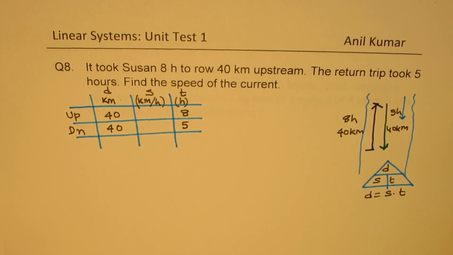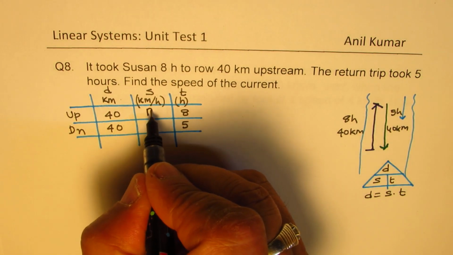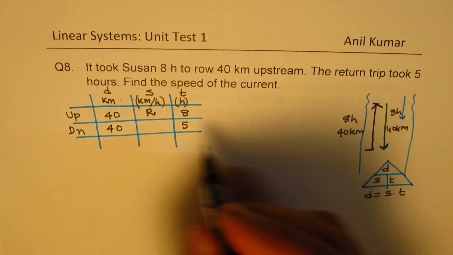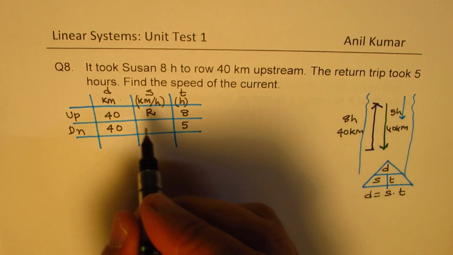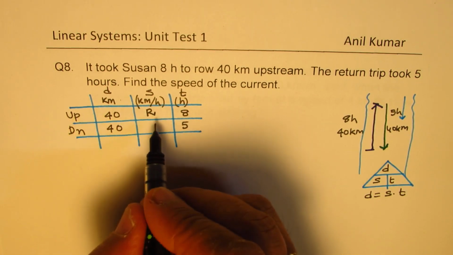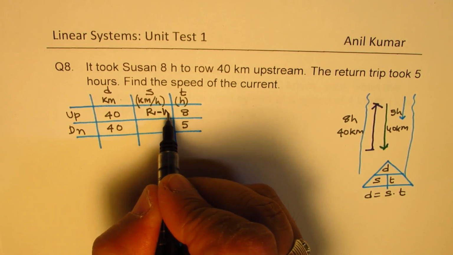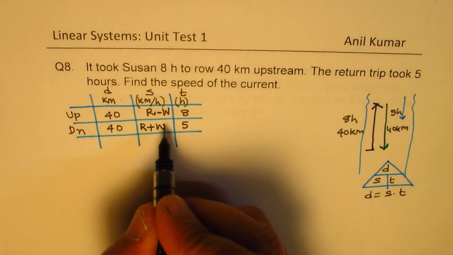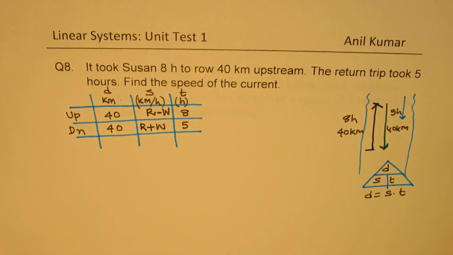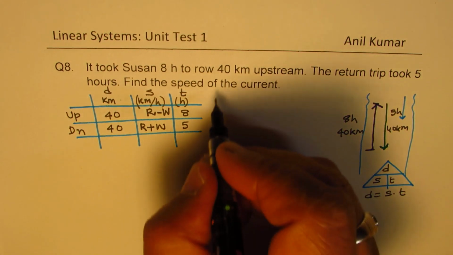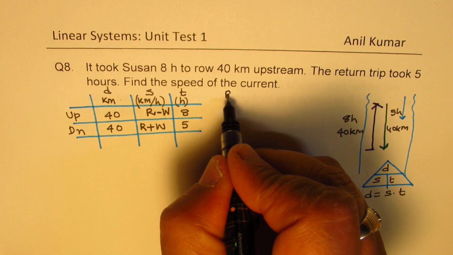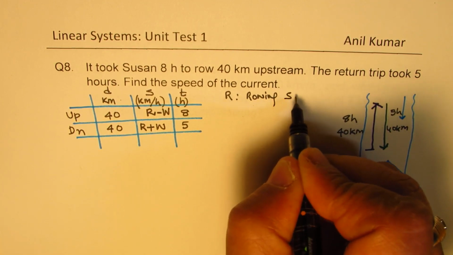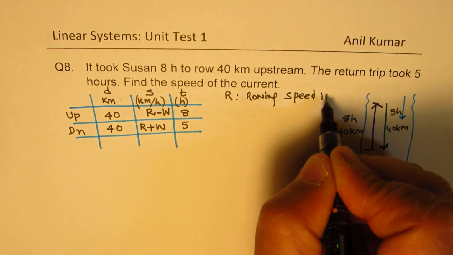Now let us say that rowing speed is r, right? And the water speed is w. So when you're going up, you're going against water, so it'll be r minus w. But when you come down, it'll be rowing plus water, because water and rowing are both in the same direction, right? So r is rowing speed in still water, right?